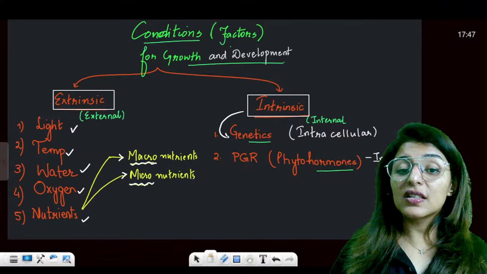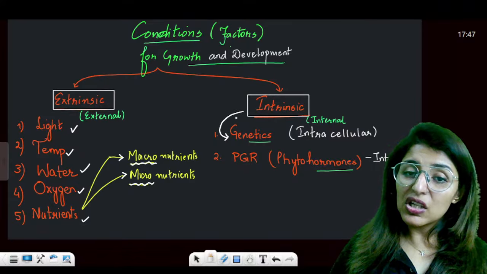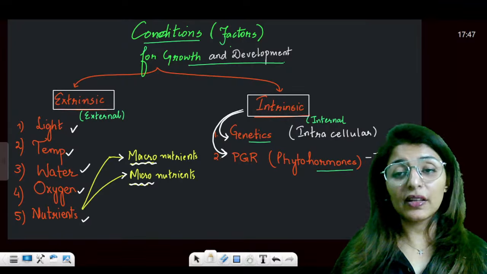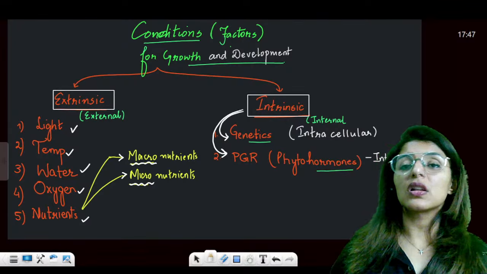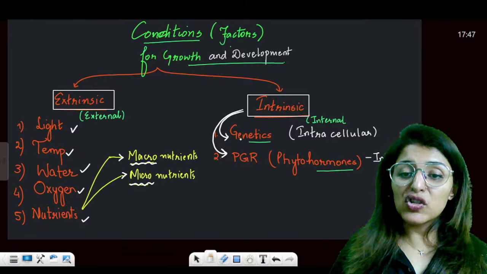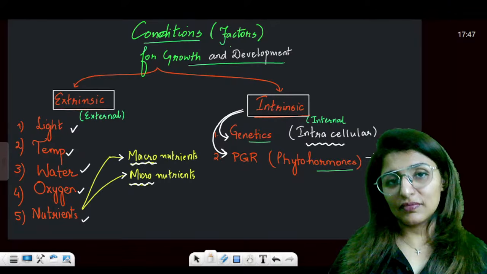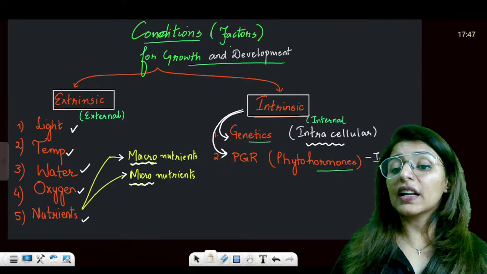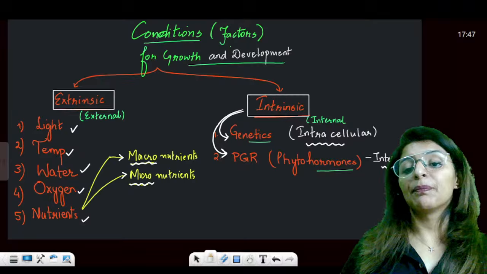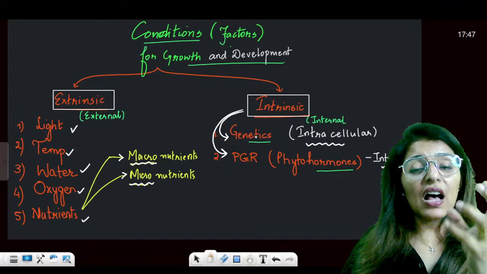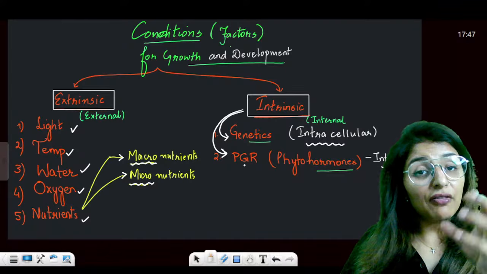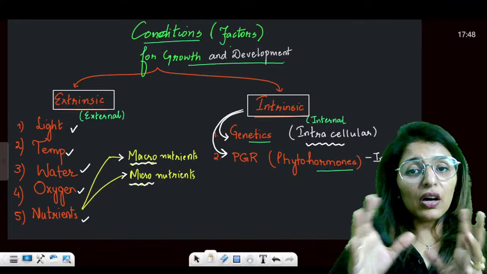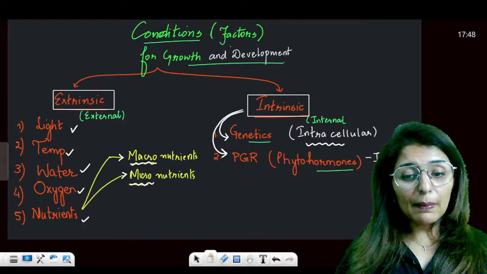Then coming to the intrinsic factors, the internal factors. One is genetics, where genes regulate growth. Second are the hormones produced inside the plant, known as phytohormones or plant growth regulators. Genetics is an intracellular factor, while phytohormones are intercellular. Please see the difference: intracellular means genes are an internal matter of every cell, while phytohormones can be secreted from one part and act on another part, so they work between the cells. Are you getting that? Please let me know.